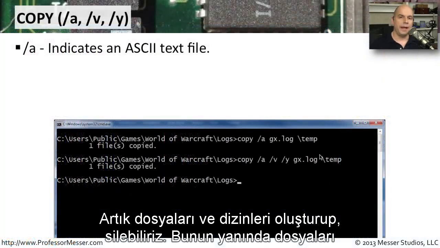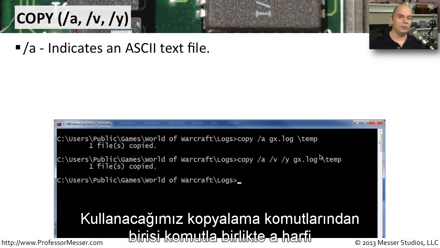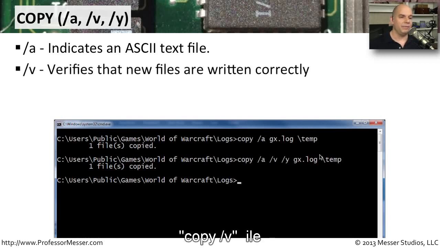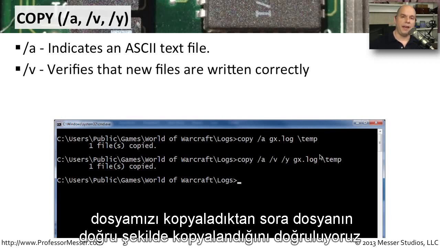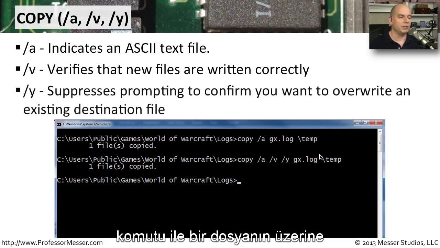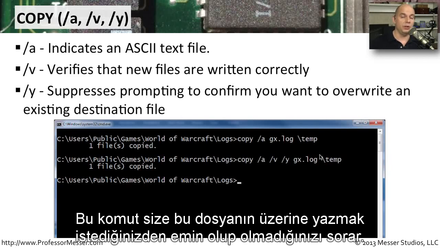Now that we can create and remove files and directories, we can also copy files and move them to different places on our storage medium. One of the copy commands that we'll use is called copy. And we can use copy with a /a to say that we're going to copy an ASCII file. Copy /v will do a verification after we've copied the files that the file was copied correctly and that both copies look exactly the same. And a copy /y will suppress the normal prompt when we're overwriting a file that asks you if you are sure you want to overwrite that file.